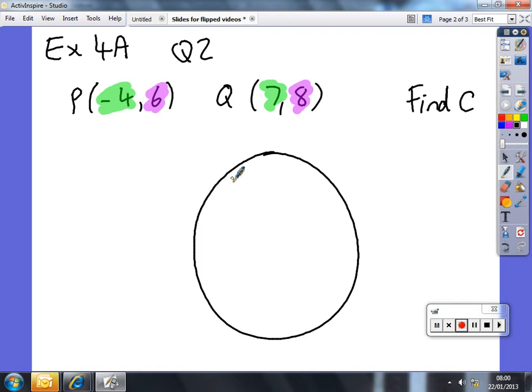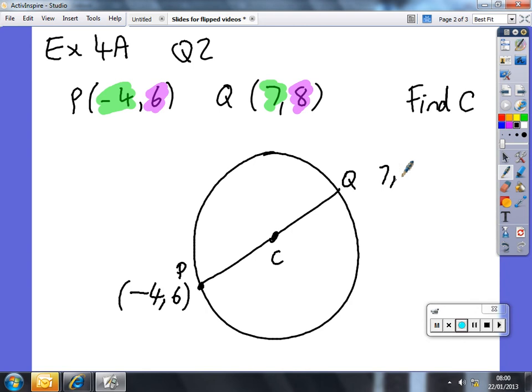So if we draw a circle and we have some information about it, so in the question here, exercise 4a, question 2, it says that PQ is a diameter of the circle. So they're points on the circumference, not drawn that very well, but it goes through the centre. Q is 7, 8, and it therefore follows that the midpoint of PQ is the centre of the circle. You should remember from your GCSE days that the diameter, of course, is edge to edge, and if you want to Google the circle song, you can sing that to yourself.